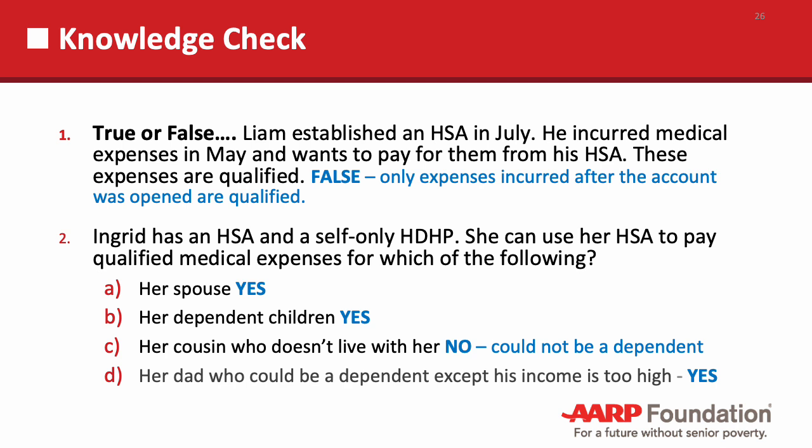Her dependent children, that's a yes. Her cousin who doesn't live with her, that's no, because the cousin couldn't be a dependent. Or her dad, who could be a dependent, except his income's too high. And the answer for that is yes as well.